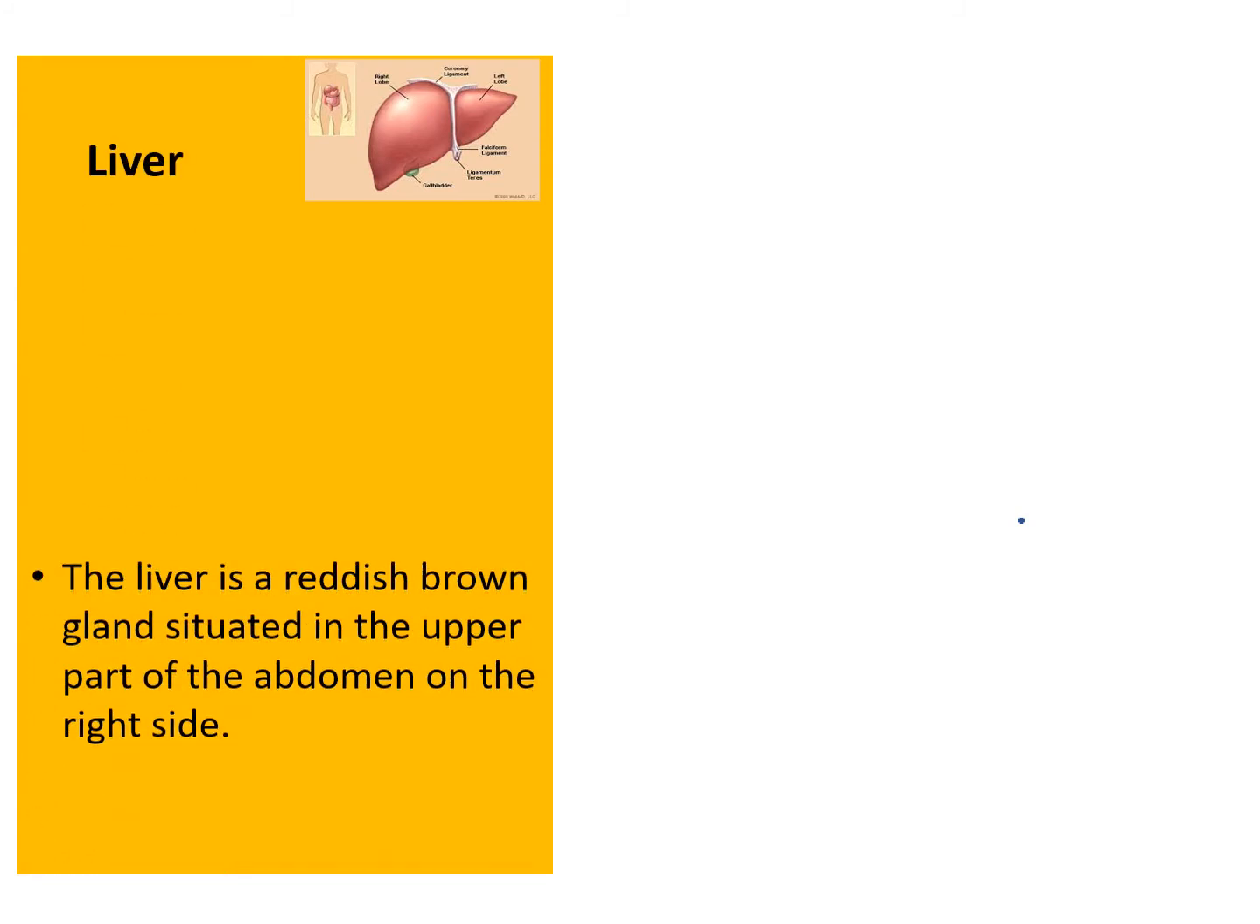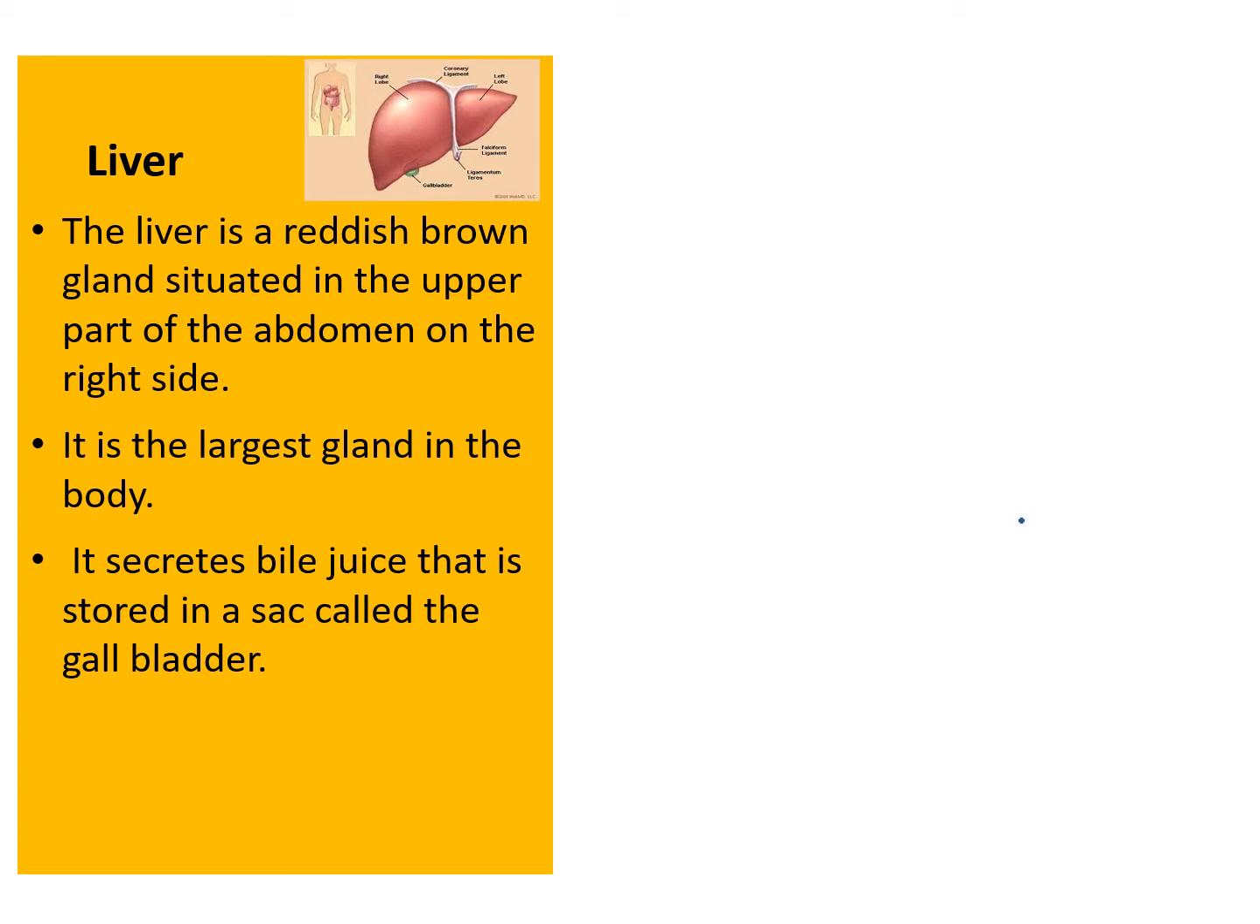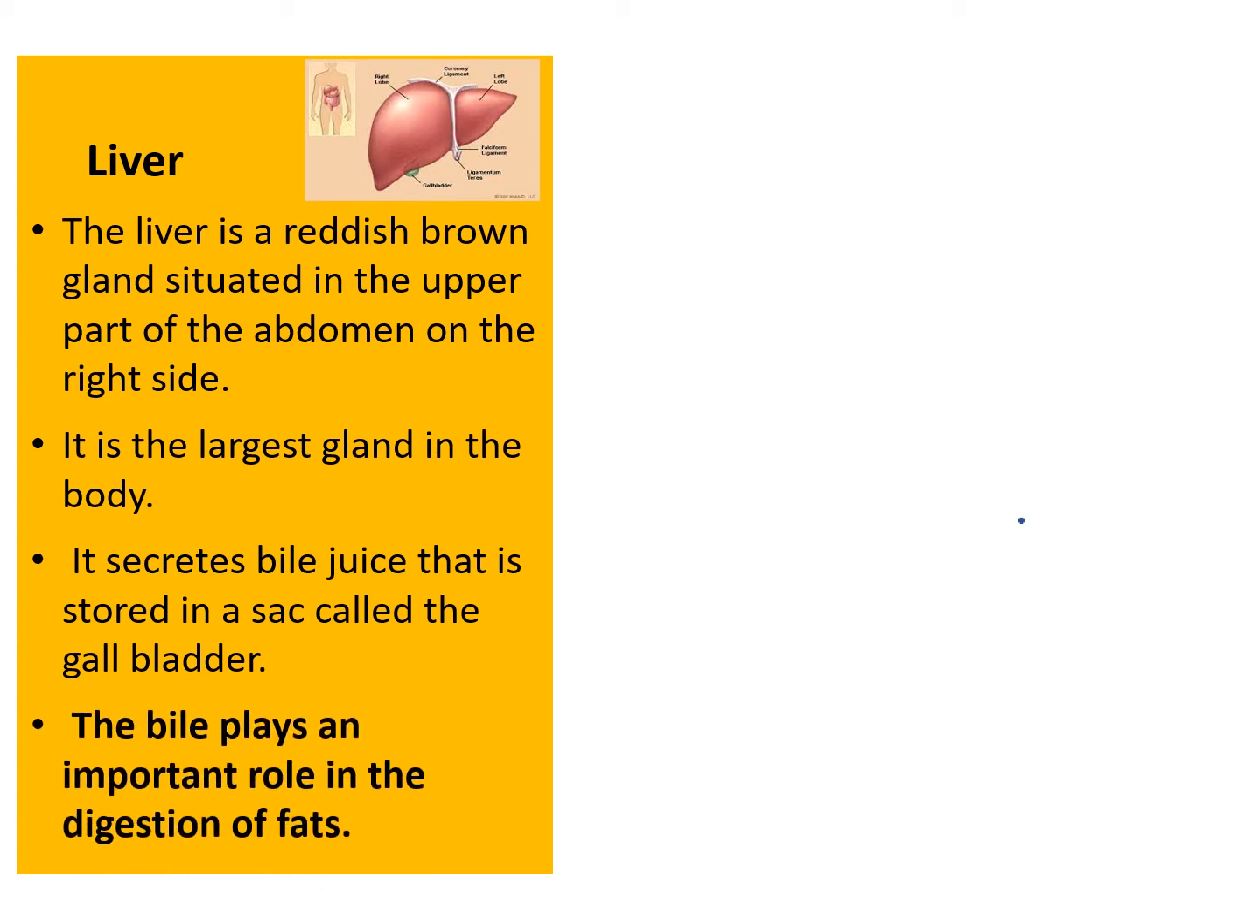Now we will see how the liver and pancreas, two glands, help in the digestion of the various food components, right? Liver. The liver is the reddish brown gland situated in the upper part of the abdomen on the right side. It is the largest gland in the body. It secretes bile juice, which is stored in a sac-like structure known as the gallbladder. Bile plays an important role in the digestion of fats, right?